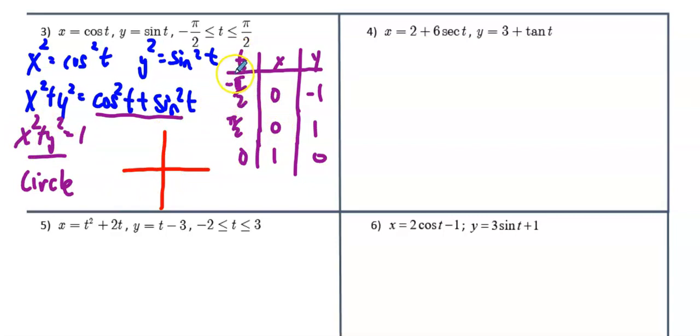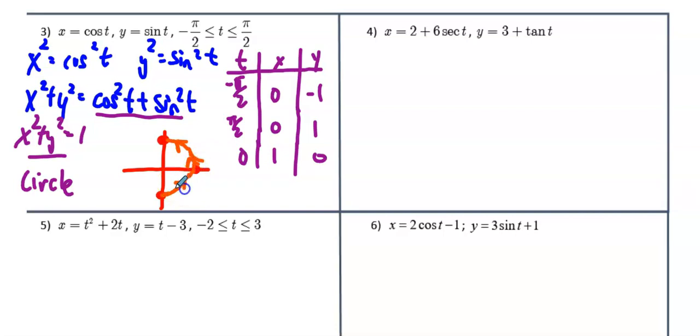So when t equals negative pi over 2, you're going to be at the point (0, negative 1), which is what we did last example. At t equals 0, we're going to be at (1, 0). And then at pi over 2, we're going to be at (0, positive 1). So we know that our function is going in this direction.